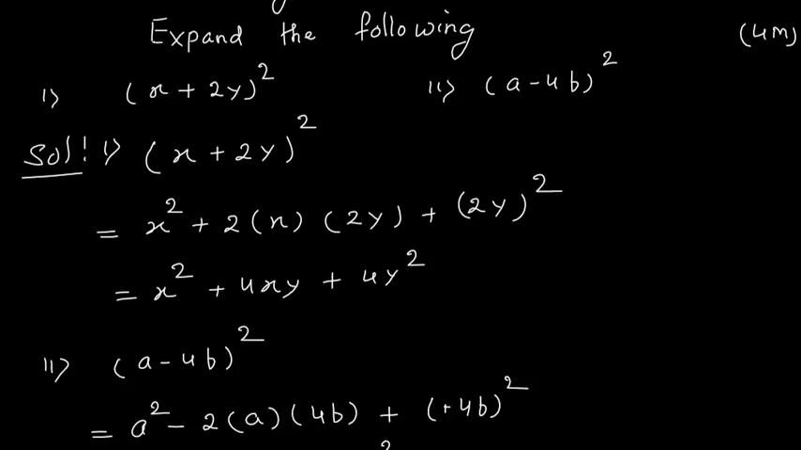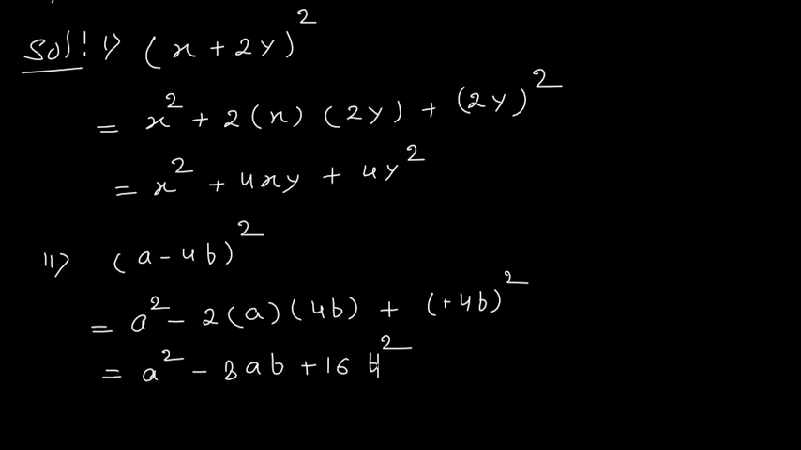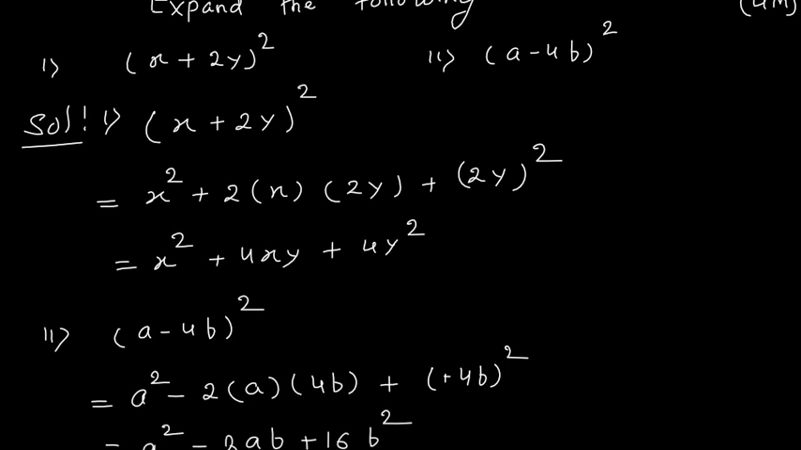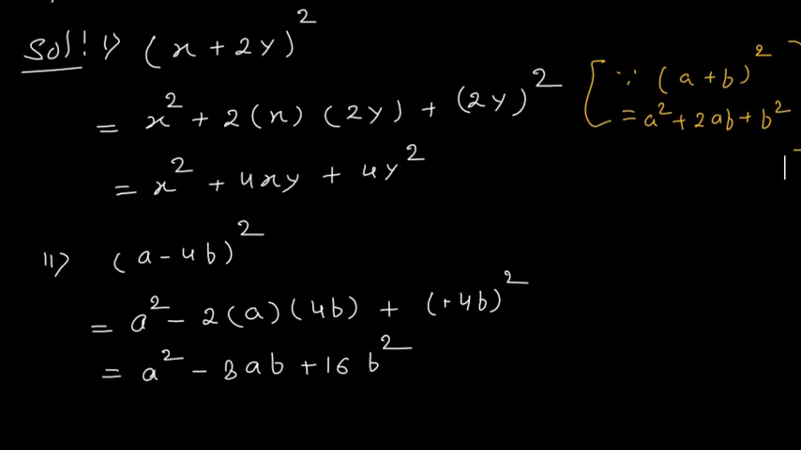Two questions are there for 4 marks. So this is x plus 2y the whole square and a minus 4b the whole square. If you want, you can write formula while you are expanding. So here you can write, since a plus b the whole square is equals to a square plus 2ab plus b square, and similarly here in this problem you can write, since a minus b the whole square is equals to a square minus 2ab plus b square.